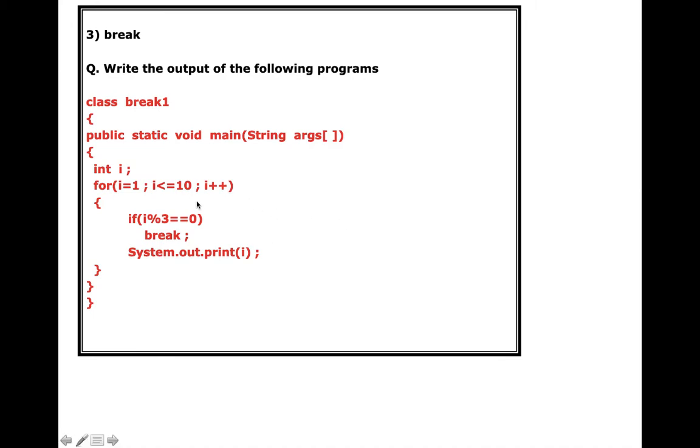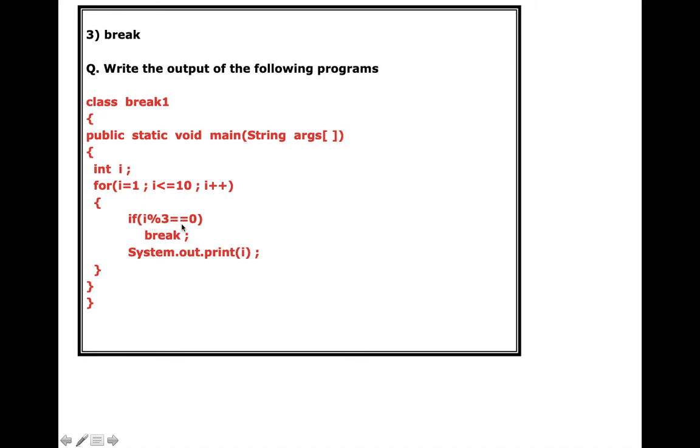Now when I is equal to 2, tell me quickly, what is 2 modulus 3? It is 2. Is it equal to 0? No, false. Break will not execute. SOP will display 2. So till here what is the output? 1, 2. Now again the compiler goes over here. I takes the value 3. What is 3 modulus 3? 0.